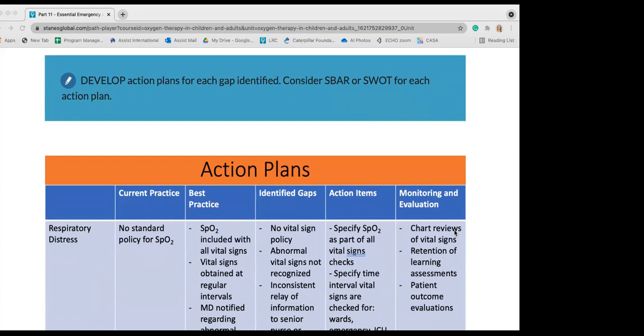Let's take one example. You find that you have issues with respiratory distress patients, and there is no policy of using SpO2. So your best practice is that SpO2 should be included with all vital signs. So identify the gap: there's no vital signs policy. Action items: you specify that SpO2 should be part of the vital signs. And you will monitor if that is being done by looking at the chart review. That's just a good example of an action plan. So think about that. Yeah, let's go down.